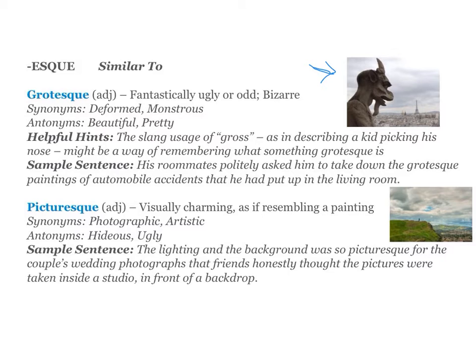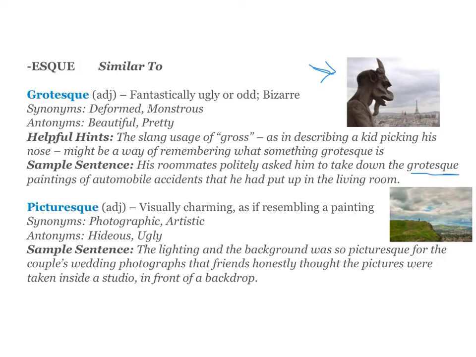Your synonyms are deformed and monstrous, and your antonyms are beautiful and pretty. The helpful hint says that the slang usage of gross, as in describing a kid picking his nose, might be a way of remembering what something grotesque is. And your sample sentence: His roommates politely asked him to take down the grotesque paintings of automobile accidents that he'd put up in the living room.